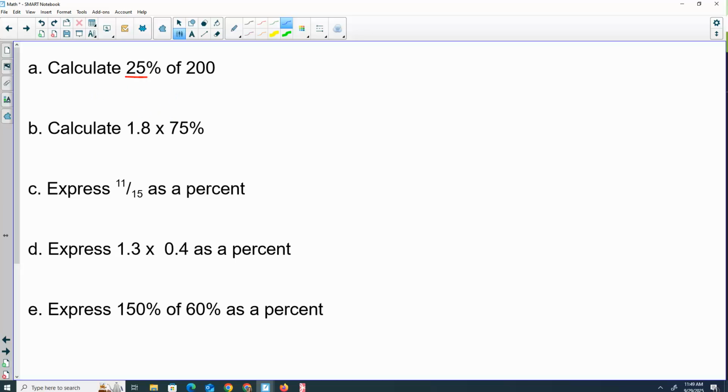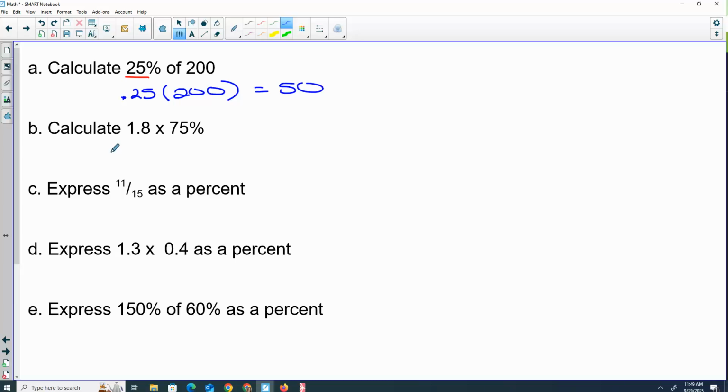Calculations here. 25%. Anytime I'm using a percent in a problem, what should I change it to? A fraction, or you can do decimal. So you can either say 1/4 or 0.25. Of means what? Multiply. Of always means multiply. So 0.25 times 200. What do we get? 50.